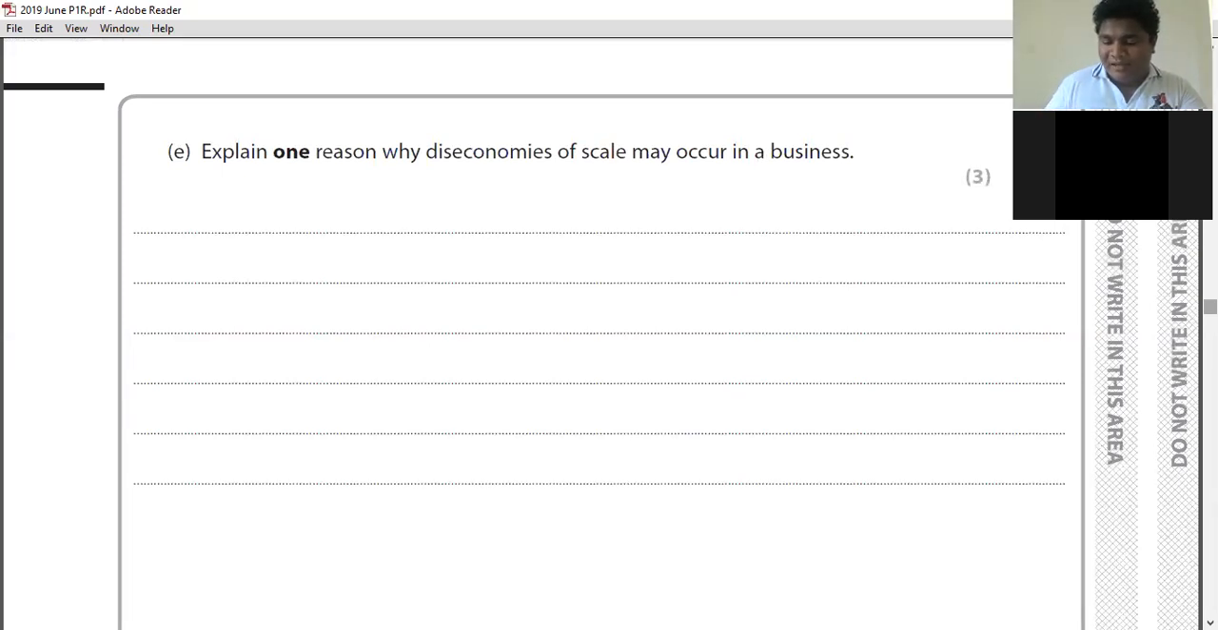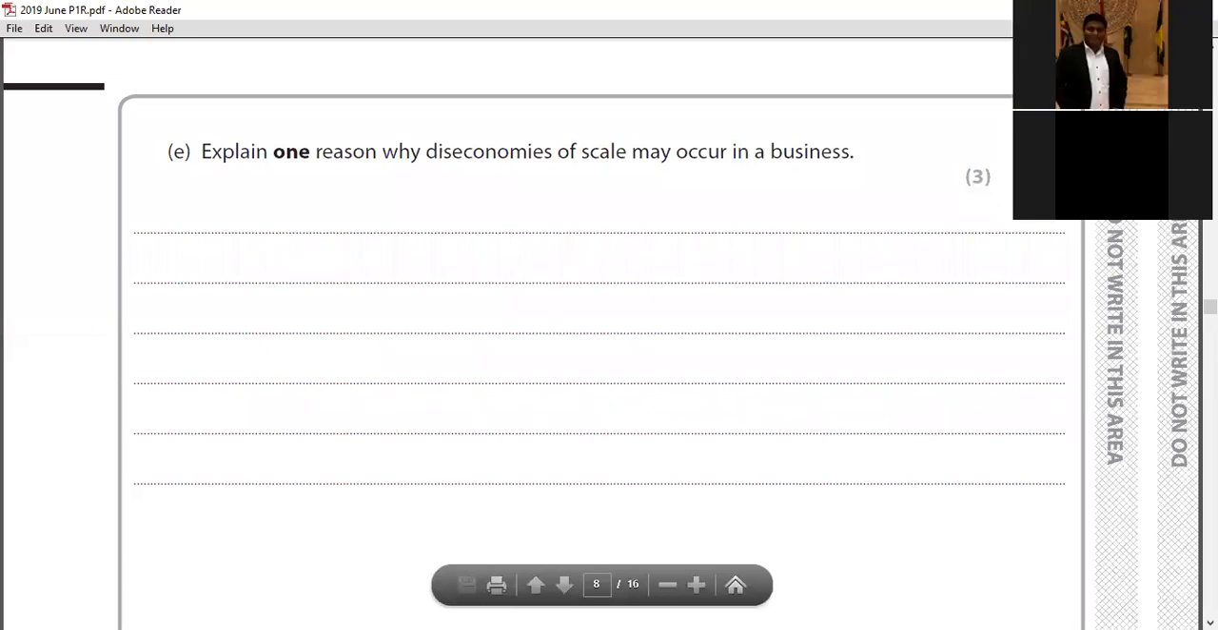Normally they have diseconomies of scale because of the lack of communication. When organizations become too big, they cannot communicate very well, and as a result diseconomies of scale can occur. There are certain reasons like that, so take one reason and elaborate on it. We'll see what kind of answer is in our marking scheme.